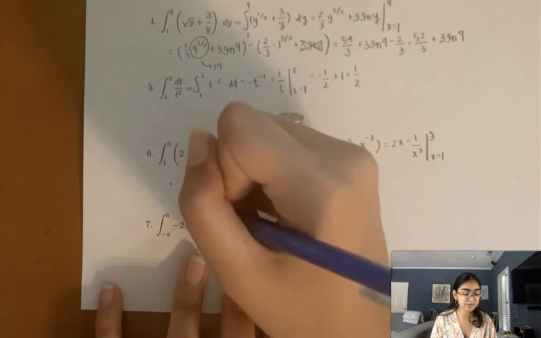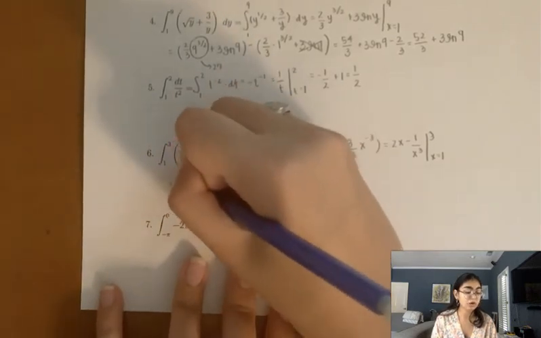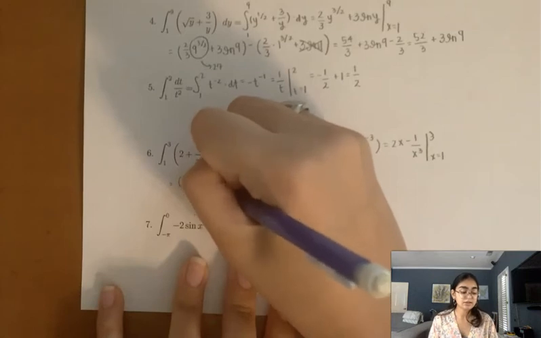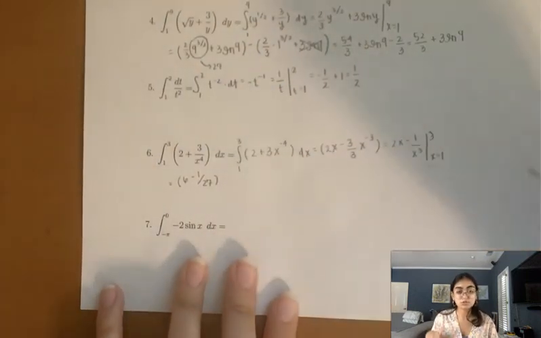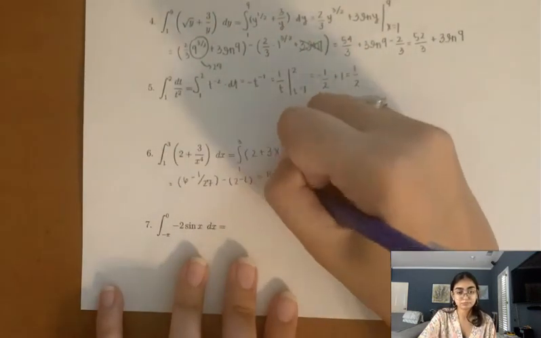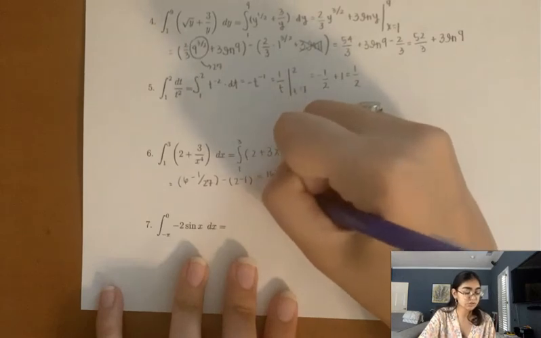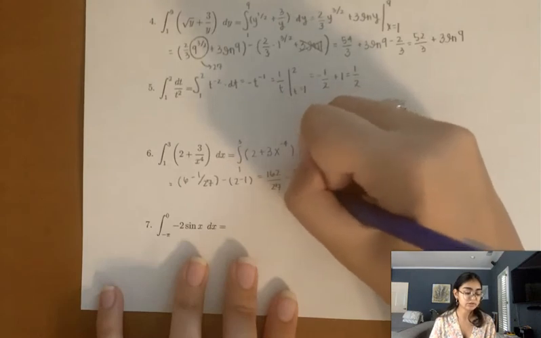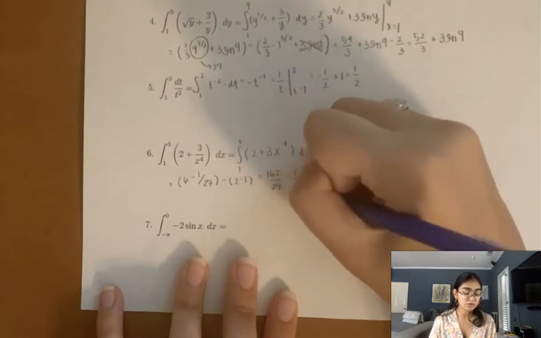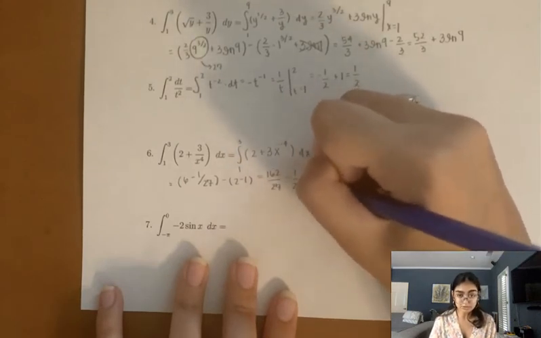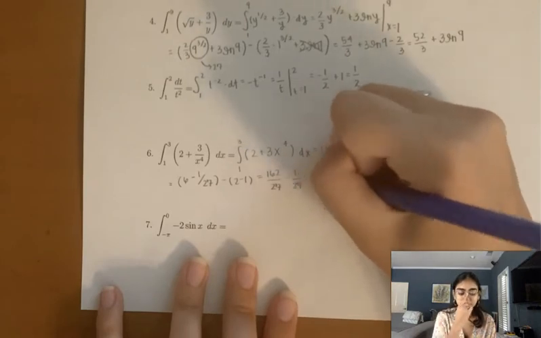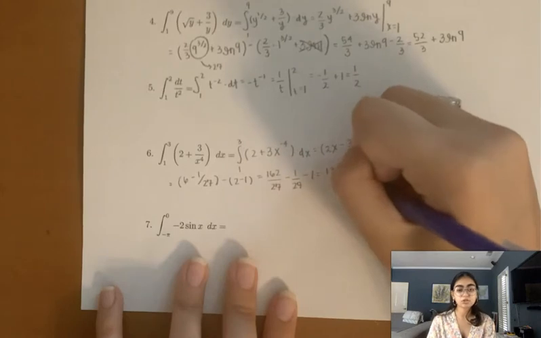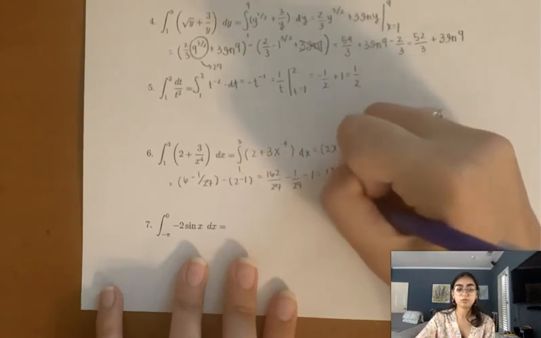So that's going to give us 6 minus 1 over 27, close parentheses, minus another set of parentheses, 2 minus 1. And that's all going to equal 162 over 27 minus 1 over 27 minus 1, which will eventually give us 134 over 27.